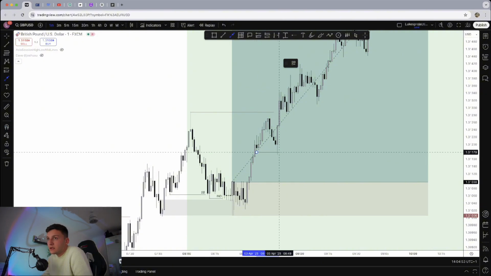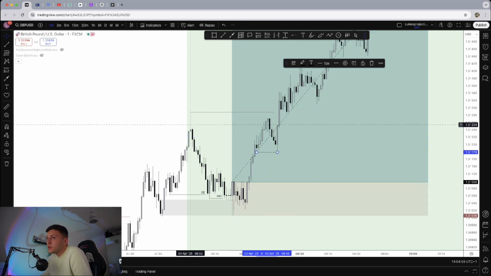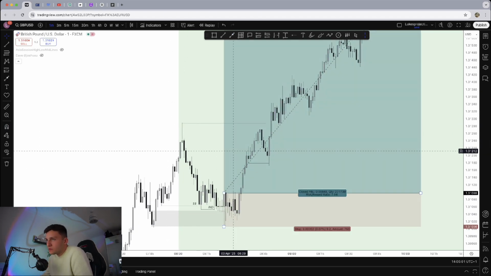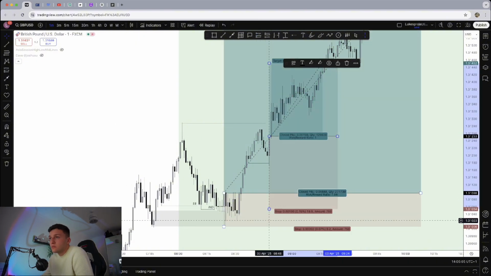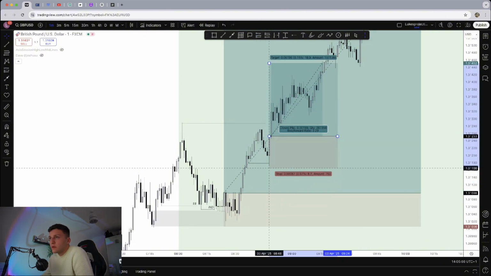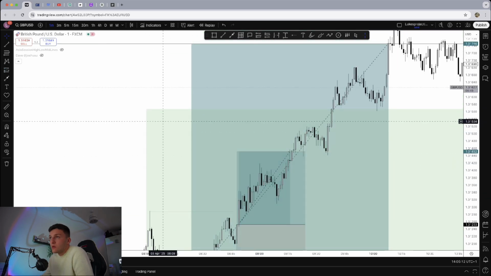This was technically initiation of a continuation. This here is continuation of... I don't even want to confuse you guys. So here you could have taken another entry after the liquidity sweep. Stops just above, or just below, sorry. So on and so on.